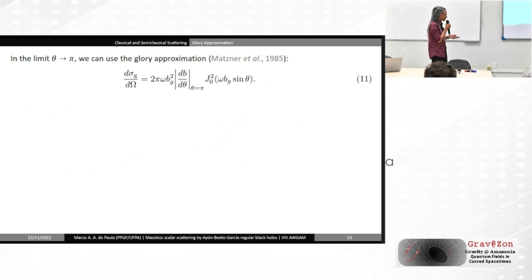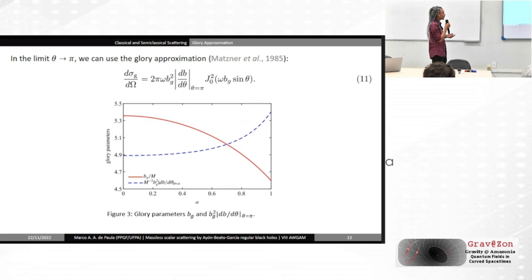So in figure 3, we display the glory parameter b_g, and this term here, which is related with the magnitude of the intensity flux. So we can see that b_g decreases as we increase the values of alpha. So from this behavior, we will see that the interference fringe width increases as we increase the values of alpha. And we see that this blue line here, associated with this term, increases as we increase the values of alpha. So we will see that the magnitude of the intensity flux increases as we increase the values of alpha.